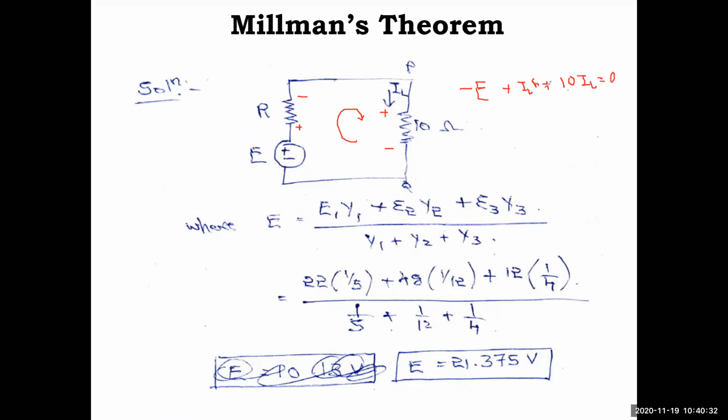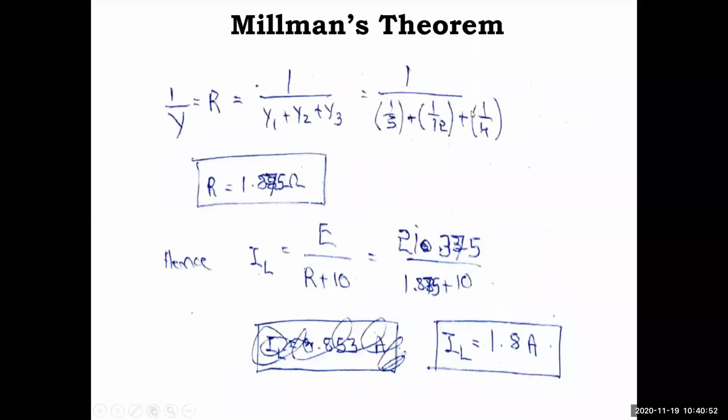So from this, if you group the I terms, what will you have? R plus 10, right? So R is nothing but how much? 1.875, right? 1.875 plus 10 times IL, with E taken to the right side. So then IL is nothing but E divided by these two resistor values. That's what I have written there straight away, okay? So E divided by R plus 10. The E value is 21.375 and the R value is 1.875 plus 10. Just add it, use the calculator. So you'll get the current here.